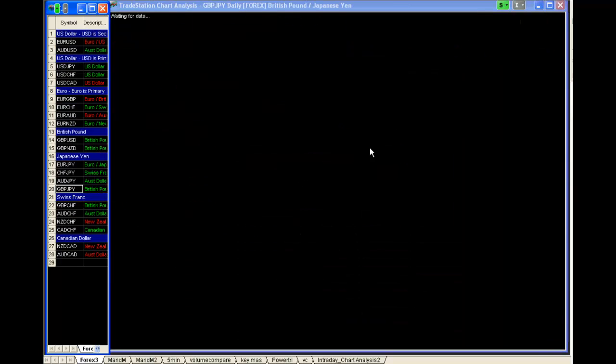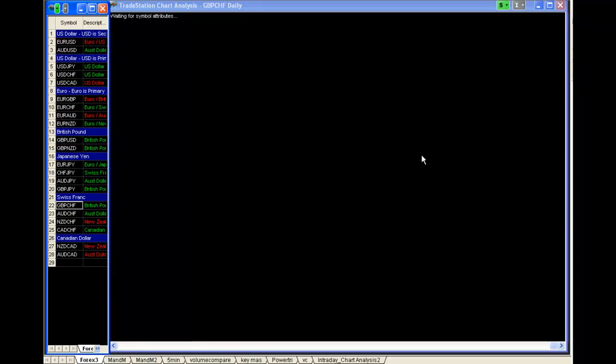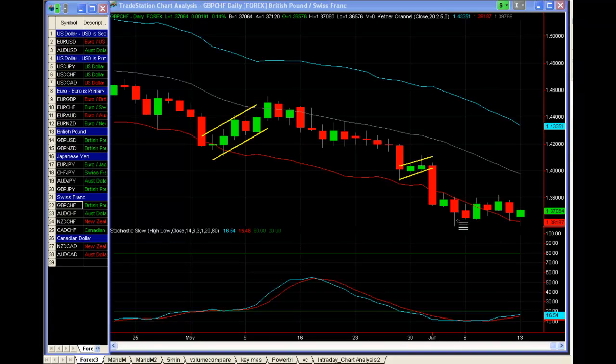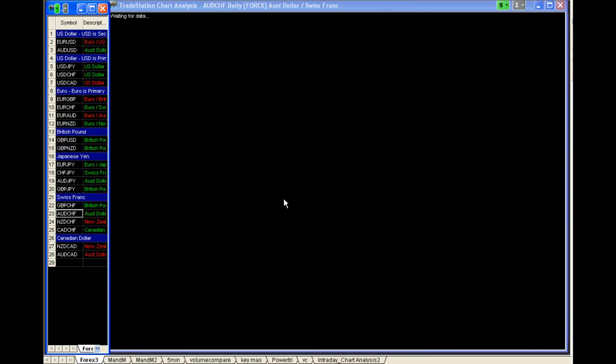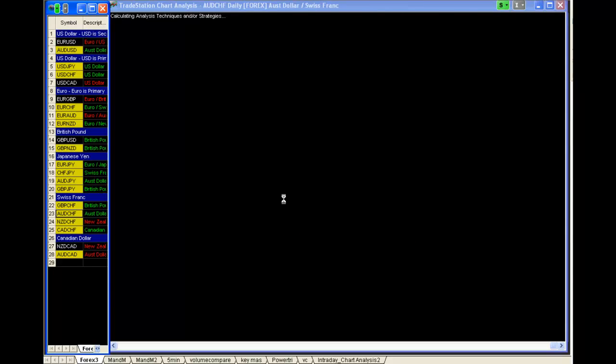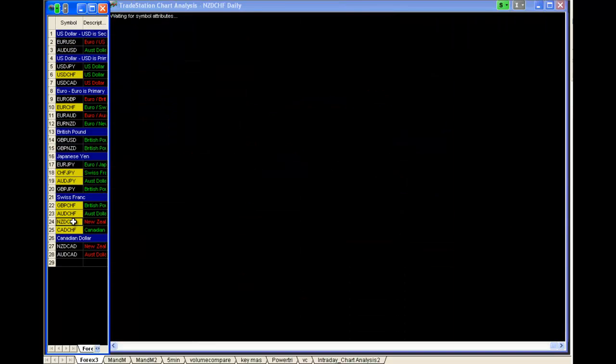Here is the pound yen. Okay, looking for a retest of those lows as well. Here is the pound Swiss franc. You can see here it's consolidating right around that lower Keltner channel. Here's the Aussie dollar versus the Swiss franc. And we can see here, same kind of action, consolidating near the lower Keltner channel.